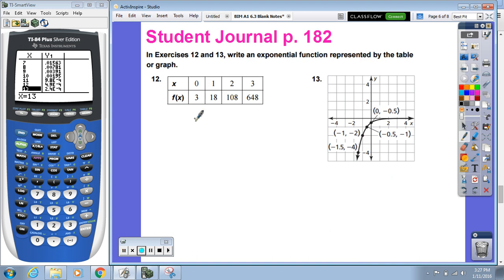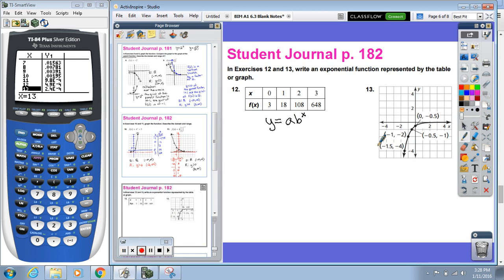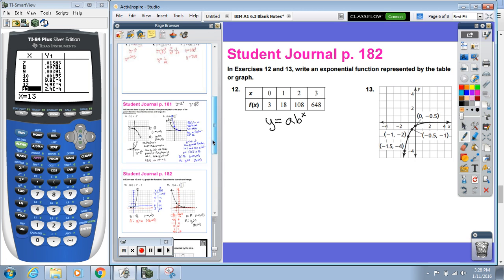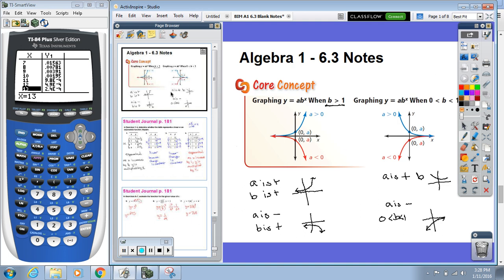Alright, so over here it says, write an exponential function represented by the table or the graph. Alright, so if we want to do this, there's several different ways we can kind of start to approach it. I personally would say we start with our standard form. So our standard form, if you remember back on an earlier page, was a times b to the x, okay? Now, let's go ahead and let's take a quick look at that page. I'm going to go back and show you. So we're referring back to our notes right where we started our video.